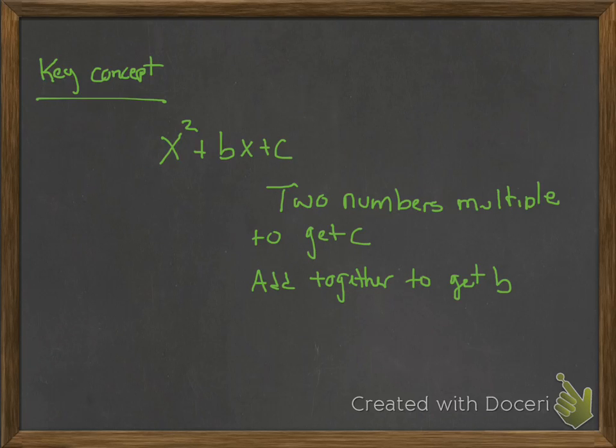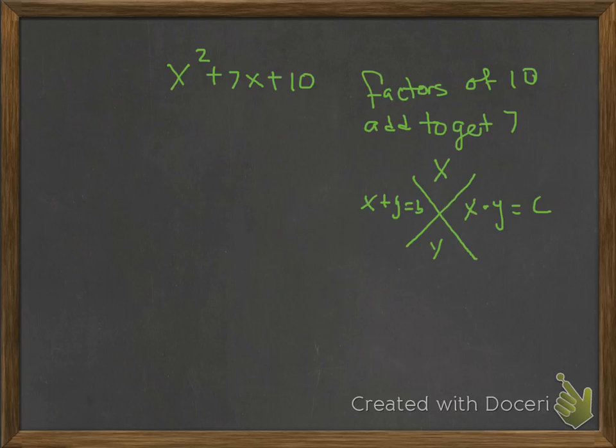So our key concept here is that what we're looking for when we factor is two numbers that multiply together to get c and add together to get b. One of the things I like to write out is this x. On one side of the x, I have a little x at the top and little y at the bottom. I'm looking for x times y to equal my c, and x plus y to equal my b. So two numbers multiply together to get c, add together to get b. Let's look at some examples.